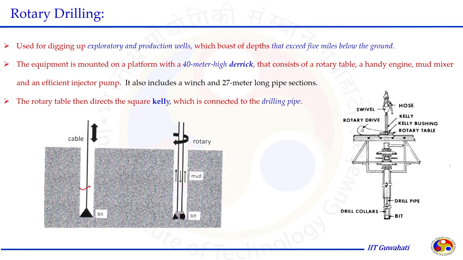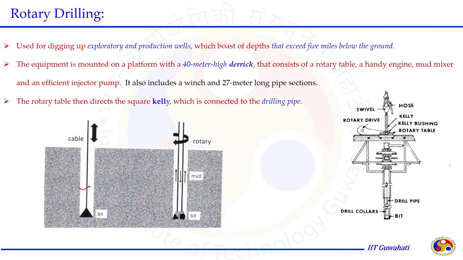Similarly, we have the derrick on this drilling rig platform along with the other components that are required to perform the drilling operation. The rotary table then directs the square kelly, which is connected to the drilling pipe. So the kelly is the assembly that has a hole at the center, and it allows the drilling pipes and the drilling string to go down in a controlled manner.